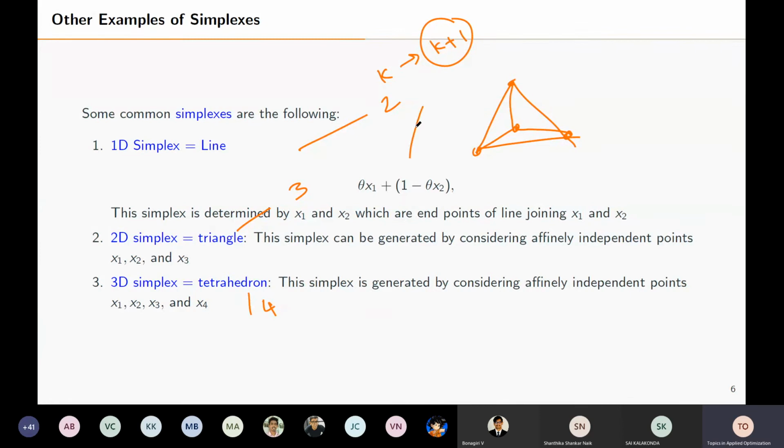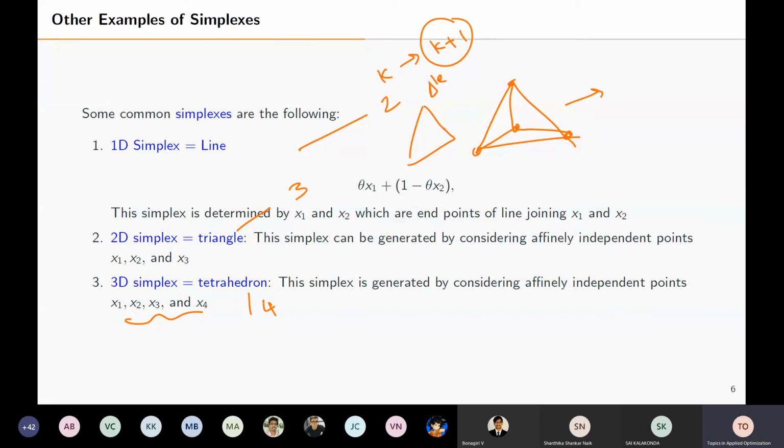So triangle is just this. So this is a triangle. And tetrahedron we need 4. And then this way we can continue. After this, visualizing is a bit difficult, but we know what to do.